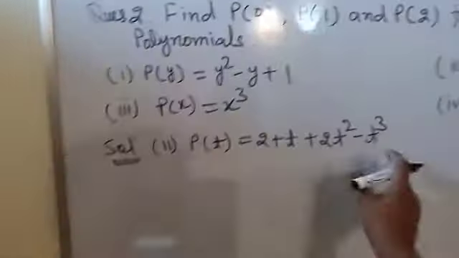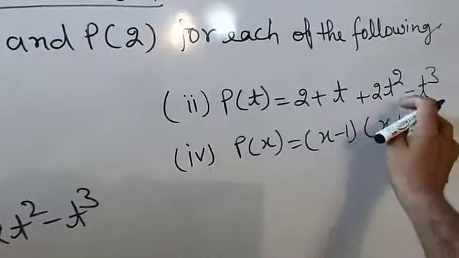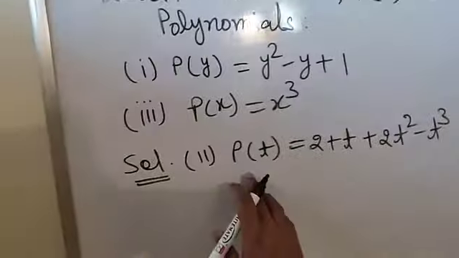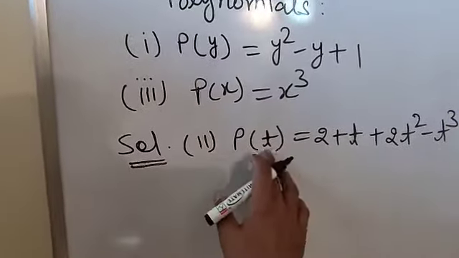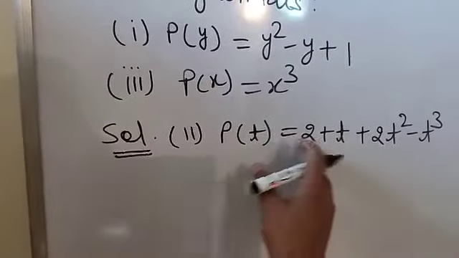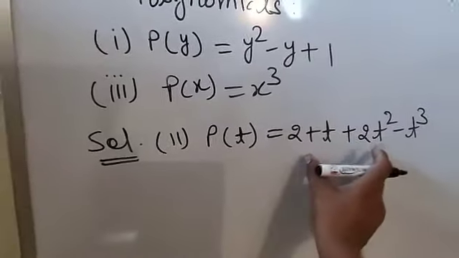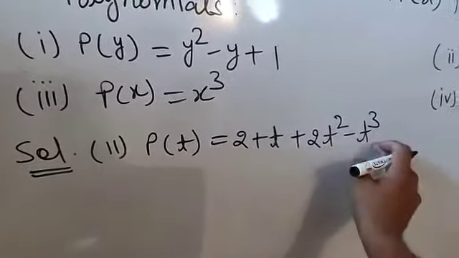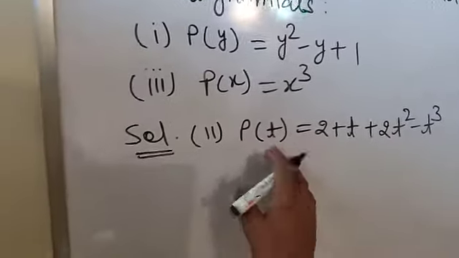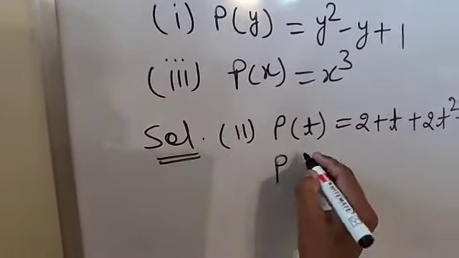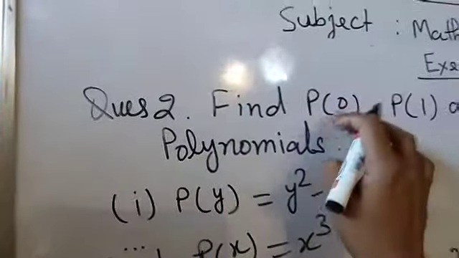Here p(t) is given, p(t) equal to 2 plus t plus 2t square minus t cube. So I have written the polynomial p(t). In the previous one it was written p(x). The reason was that the polynomial was given in the variable x, and here in this polynomial the variable used is t, so that's why here I have written p(t). So here, first you need to find p(0).